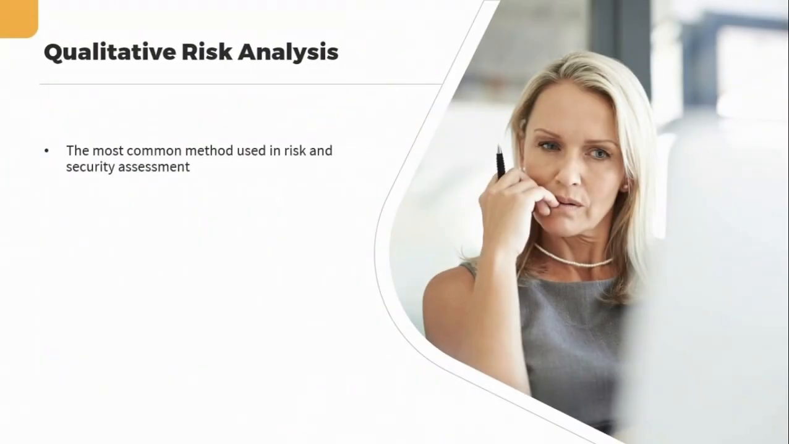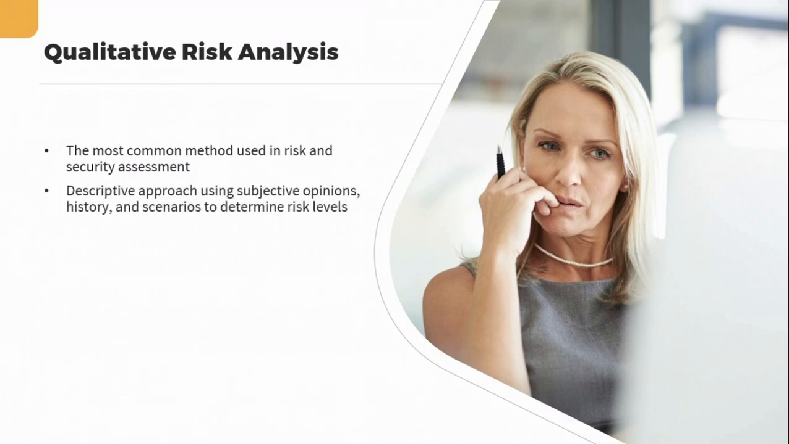The most popular and historically used method of risk analysis is qualitative risk analysis. This is a descriptive approach using subjective opinions, history, and scenarios to determine risk levels. In other words, you're qualifying risk based on a scale of 1 to 5 or 1 to 10 relative to other levels.